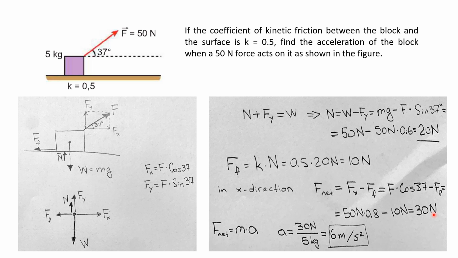From Newton's second law, we know that the net force has to be equal to the mass times acceleration, so acceleration is just net force divided by the mass of the block, or 30 newtons divided by 5 kg, and we get an acceleration of 6 meters per second squared.